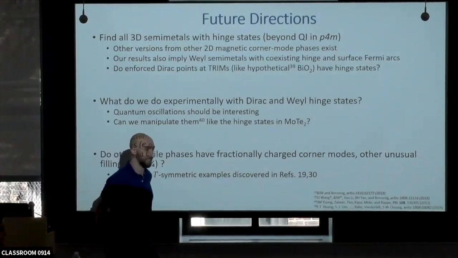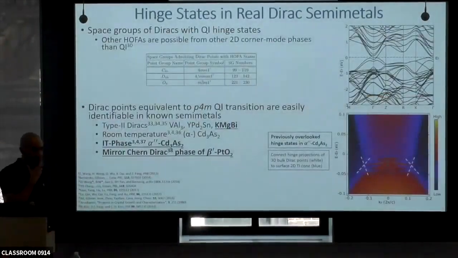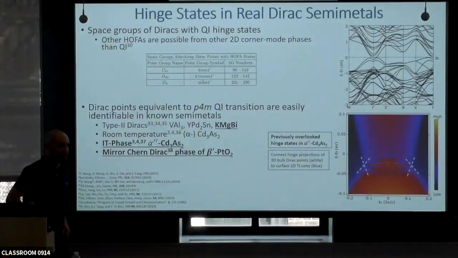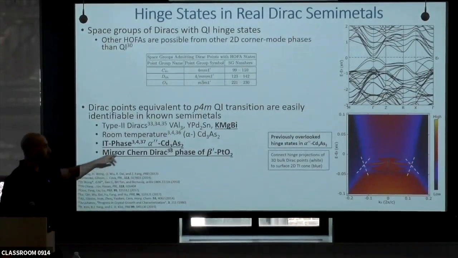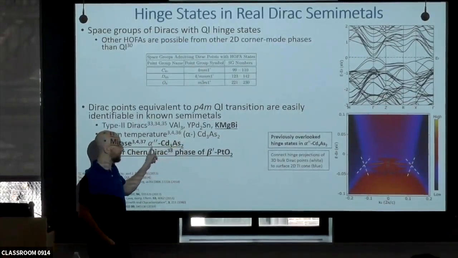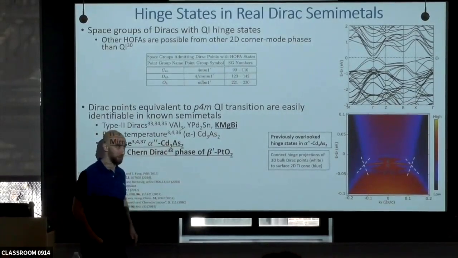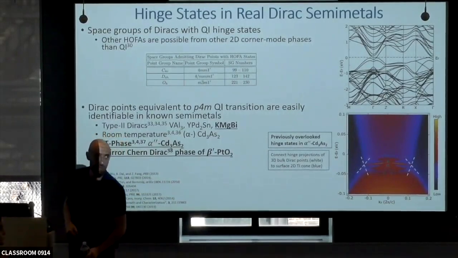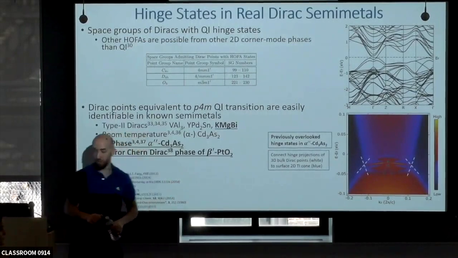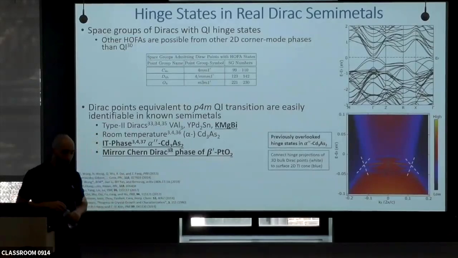So actually, can you go back to the cadmium arsenide? So you're saying that the material that the community studies a lot is alpha prime cadmium arsenide? So the room temperature phase, the body centered one, is the alpha phase, and the high temperature phase is the alpha double prime. But both phases work. Okay. So then what shall we look for? What kind of experimental signature for these hinge states?